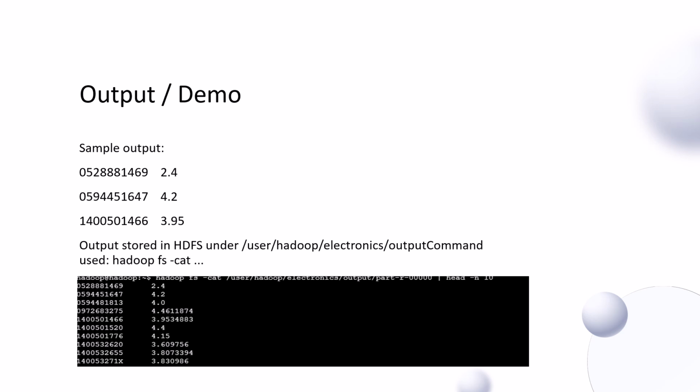Here is a screenshot of my job running on Hadoop. You can see the output showing product IDs and their average ratings. These values were written to HDFS and could be used for further analysis or visualizations.